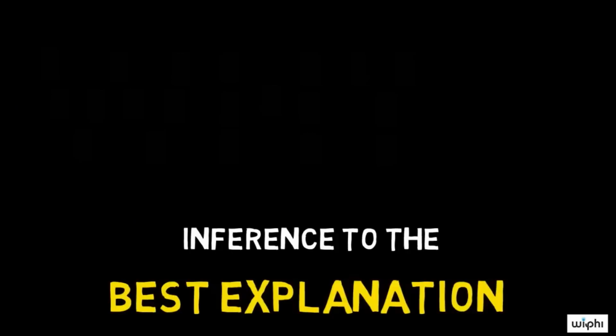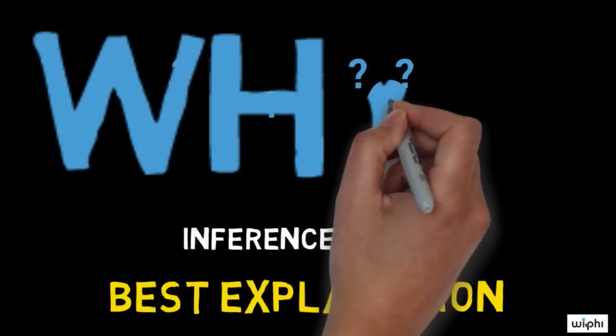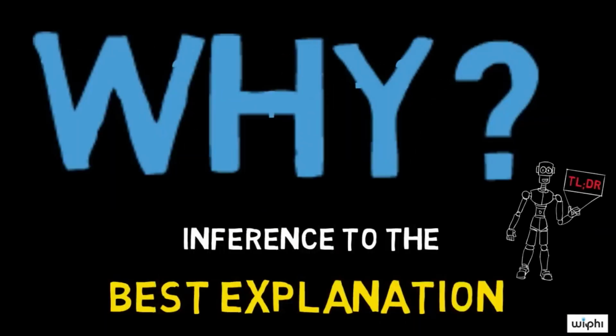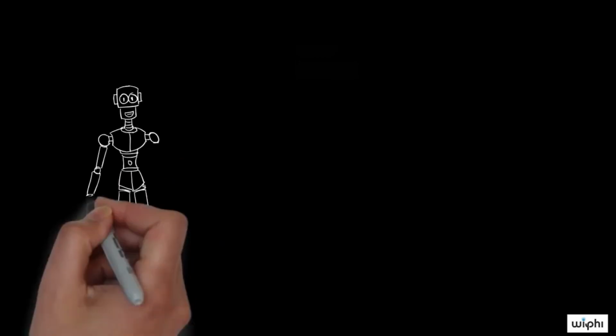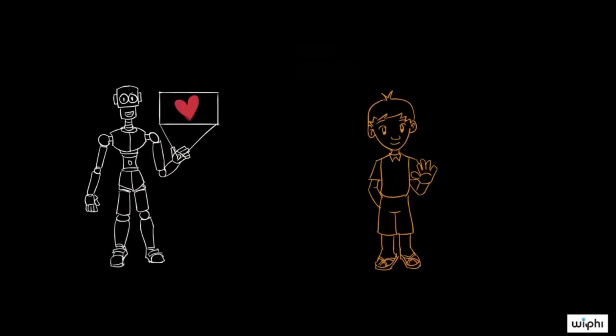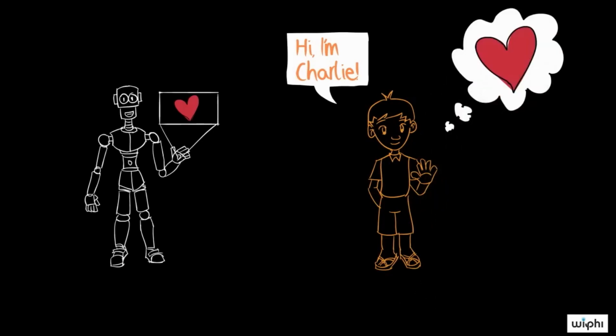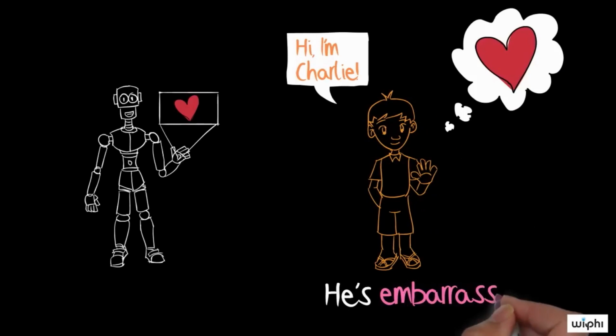The simplest way of thinking about this idea is in terms of why questions. Suppose you tell your friend that someone has a crush on him, and his cheeks turn bright red. Why did that happen? What's the explanation? Well, the most natural answer seems to be that it's because he was embarrassed to find out about the crush. That's why his cheeks turned red.